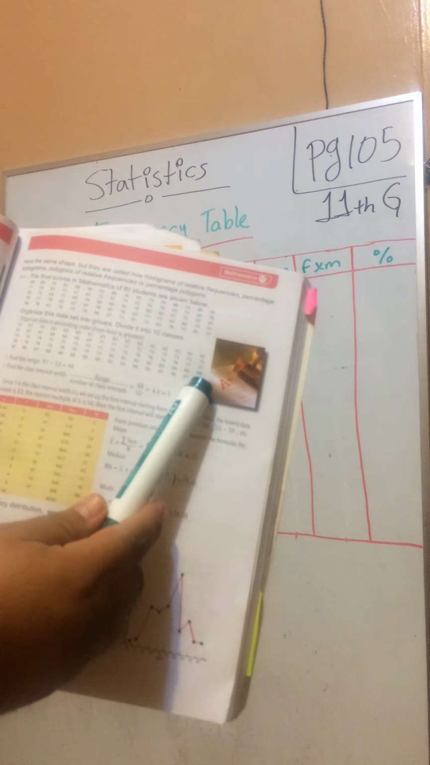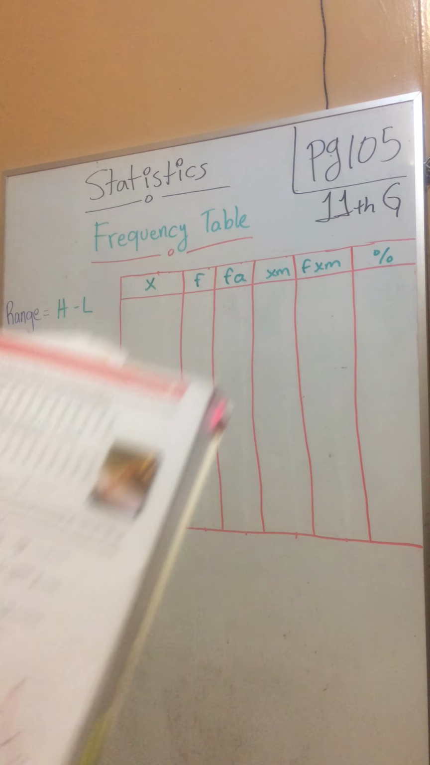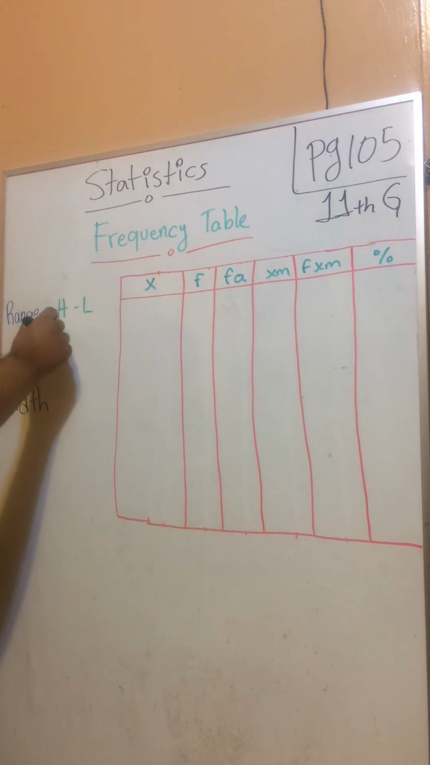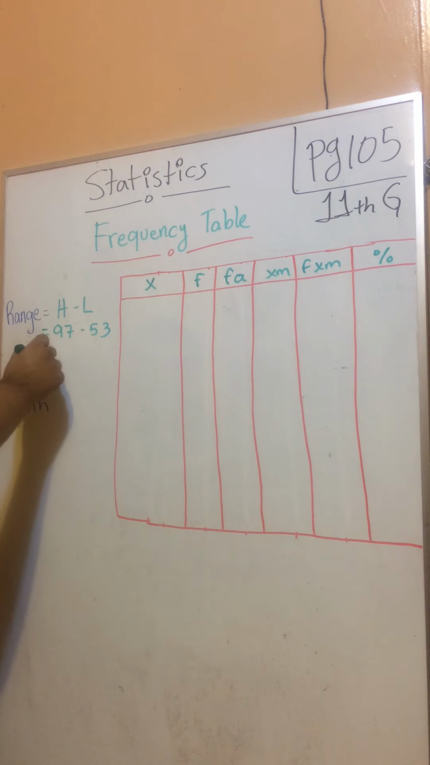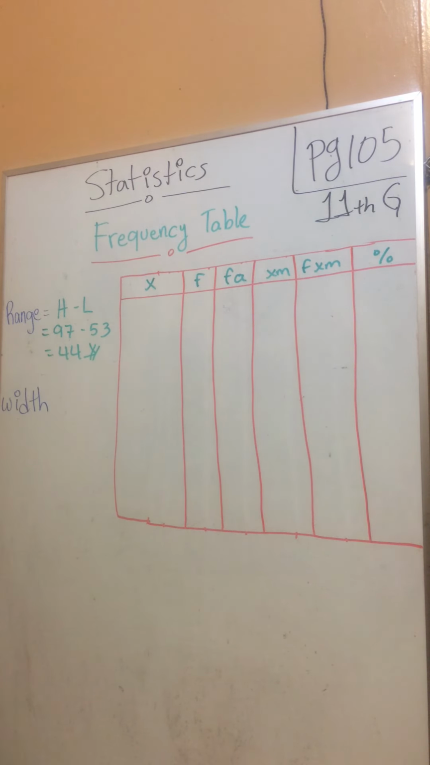We take the highest number, 97. We take the lowest number, 53. And that's going to give us our range. So we put that here. It would be 97 minus 53, and that's going to give us 44. That's the range of the information that we have in this exercise.